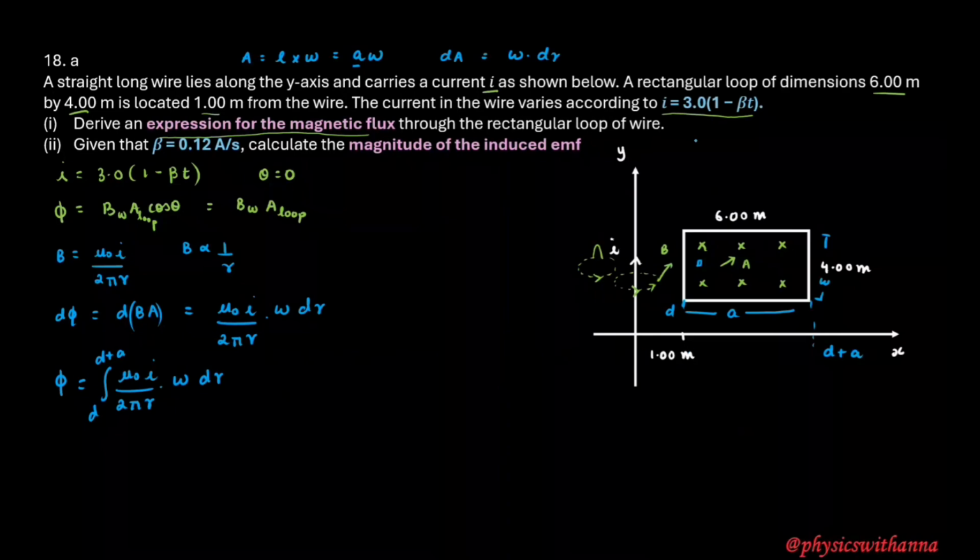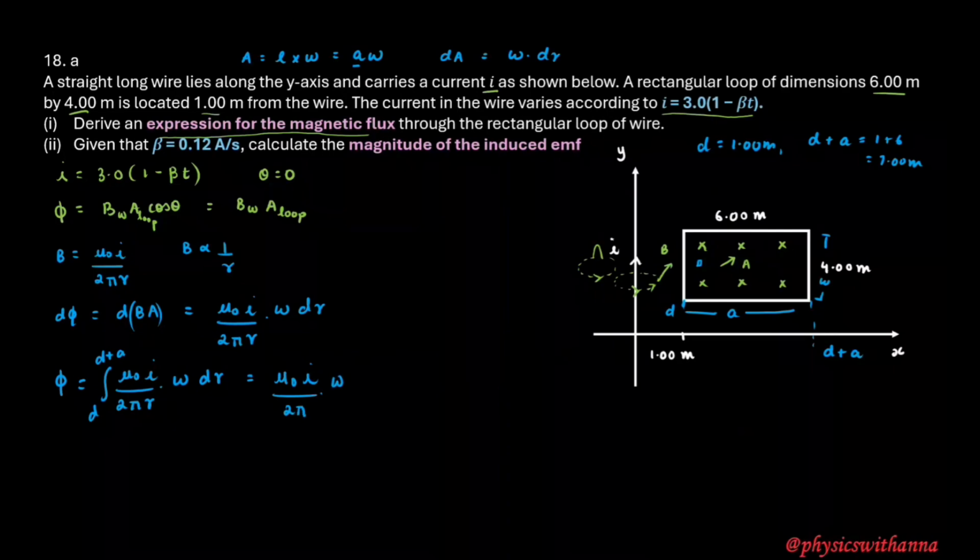As shown in the figure, d is 1 meter from the wire. Length of the loop is 6 meter. So d plus a will become 1 plus 6, which is 7 meter. Now let's rearrange this. Mu naught I over 2 pi is a constant. W is also a constant. We can take it out of the integral. So we get mu 0 I over 2 pi times W.